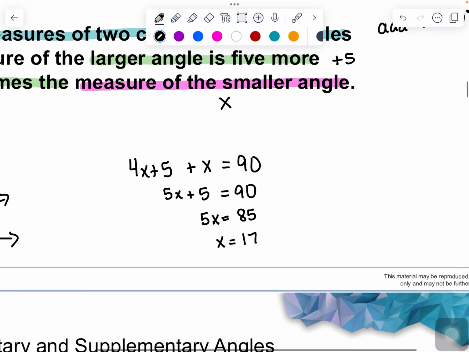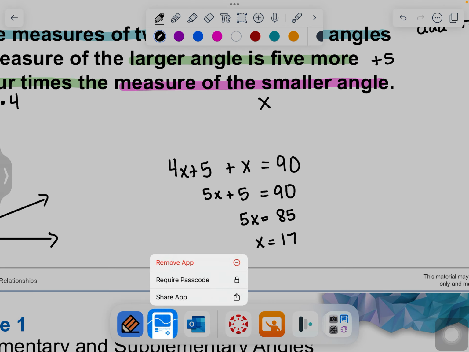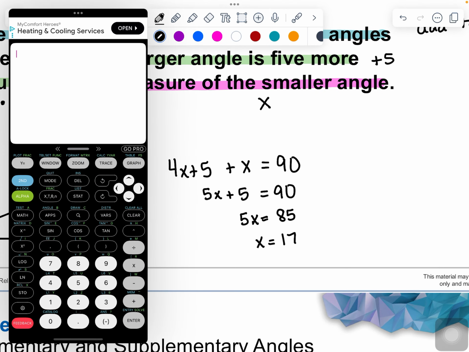It's always a good idea for Mrs. Cruz to grab her calculator. Oh, I don't need Outlook here. Goodness gracious. My calculator, wrong blue app. There we go. So 85 divided by 5.